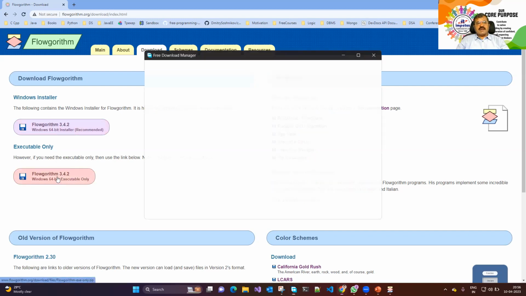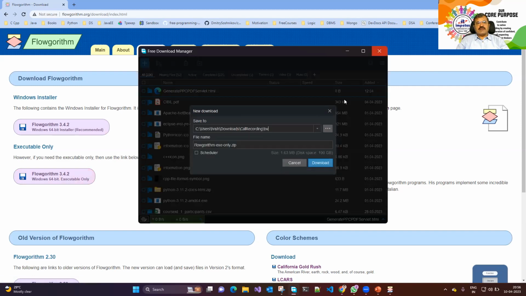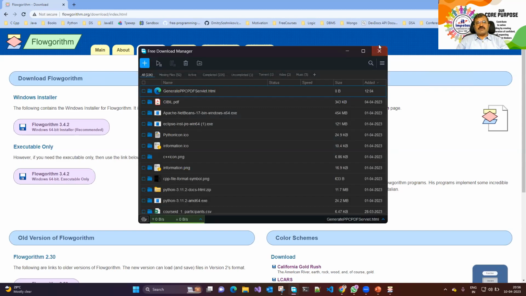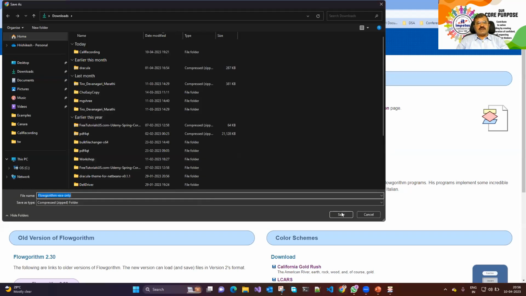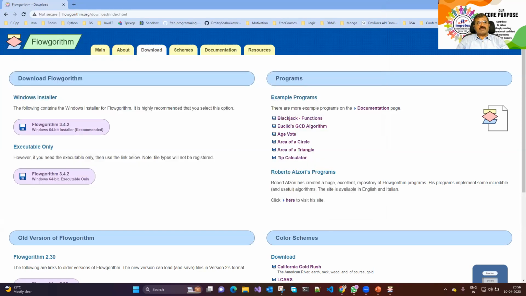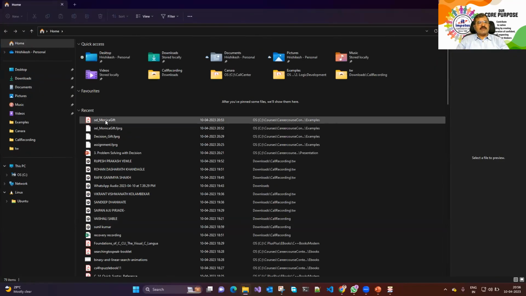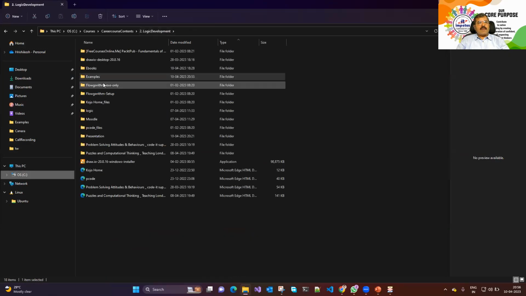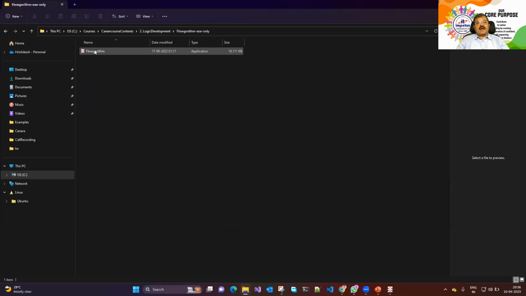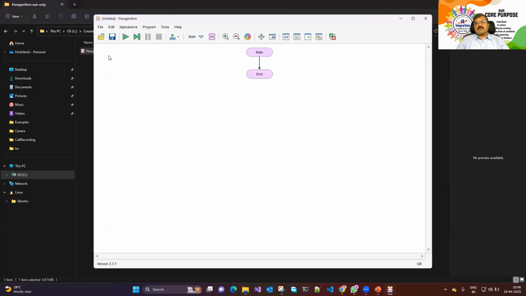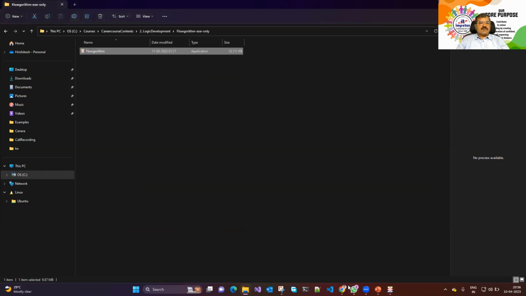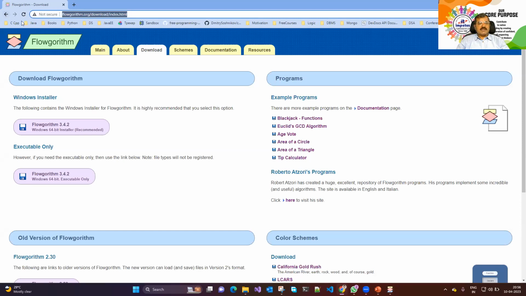Once you download the exe, you don't have to install it. It's an exe file only. You can just double click on the exe file and execute. It does not require any installation. Like what I have on my machine, I have an exe file that I just double click and it opens up. I double click on this file and Flogorithm starts. So there is no installation required. You could take it from either place. For those who were not there earlier, I'm sharing this link for you to download it.